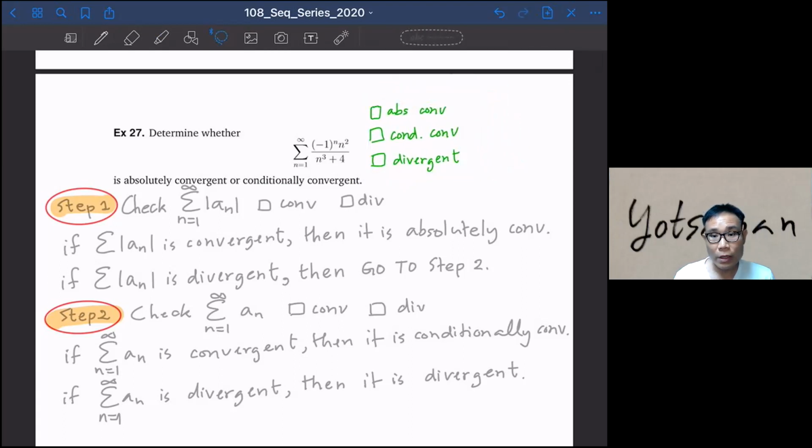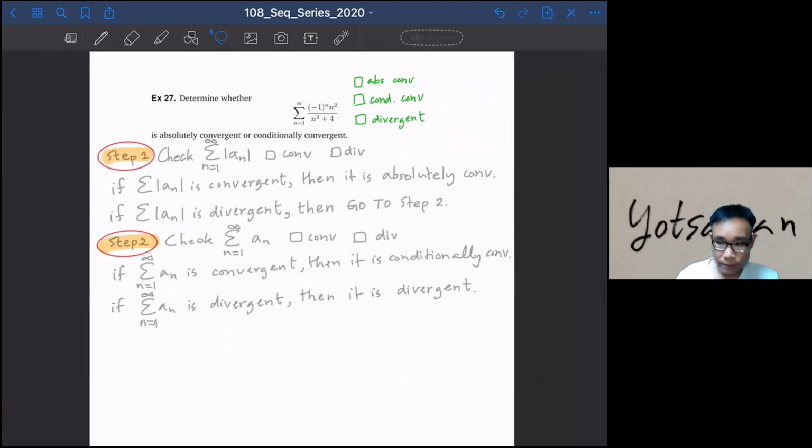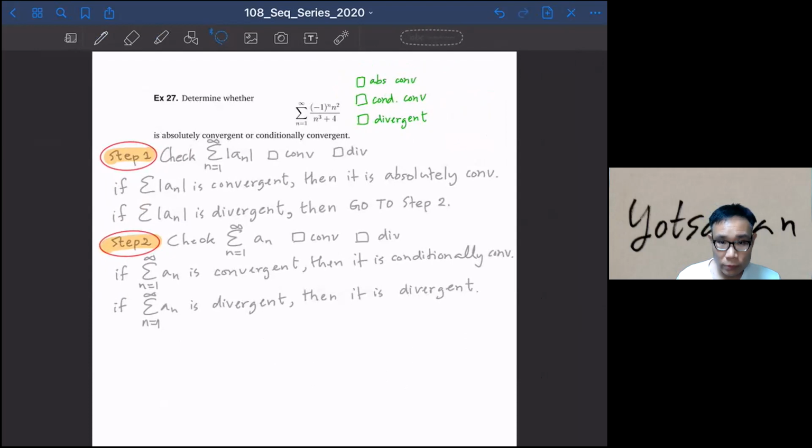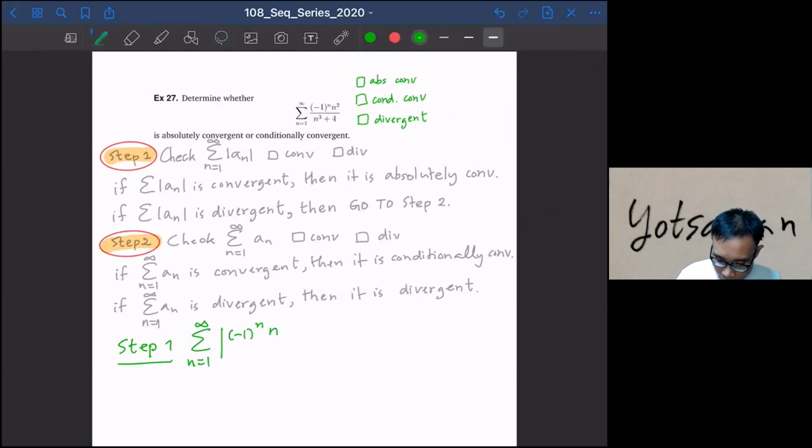Okay, so we're going to do step 1. For step 1, you just have the series n equal to 1 to infinity of absolute value of negative 1 to the n, n squared over n to the third plus 4. So this will be the series of n squared over n cubed plus 4, and here it turns out to be a good candidate to use.